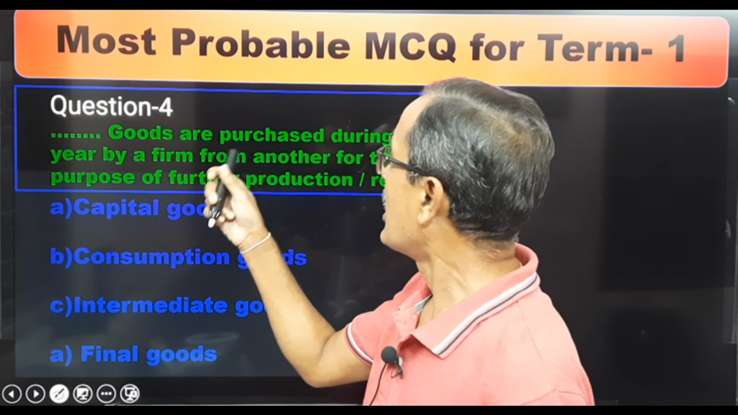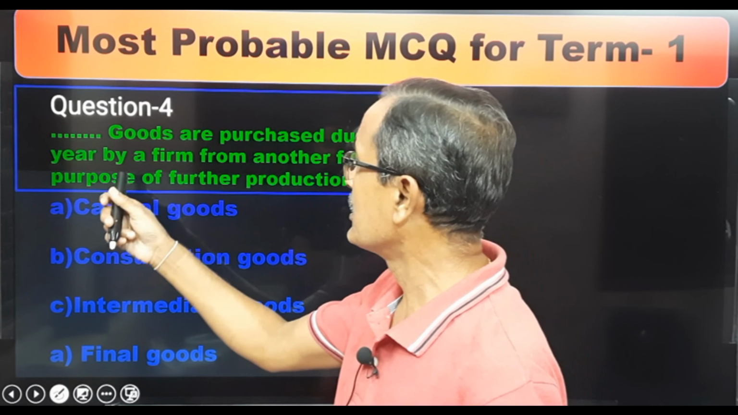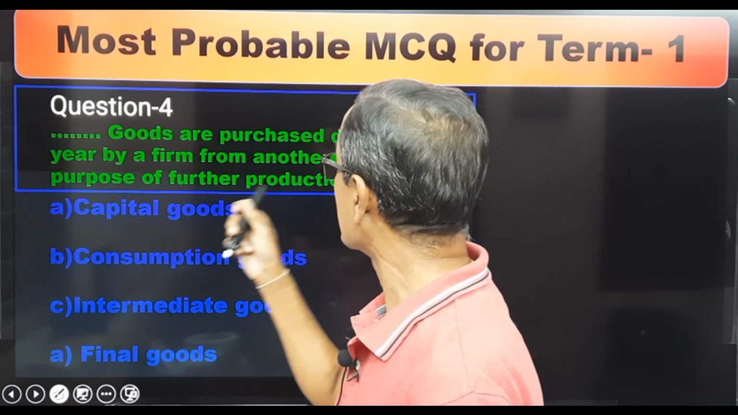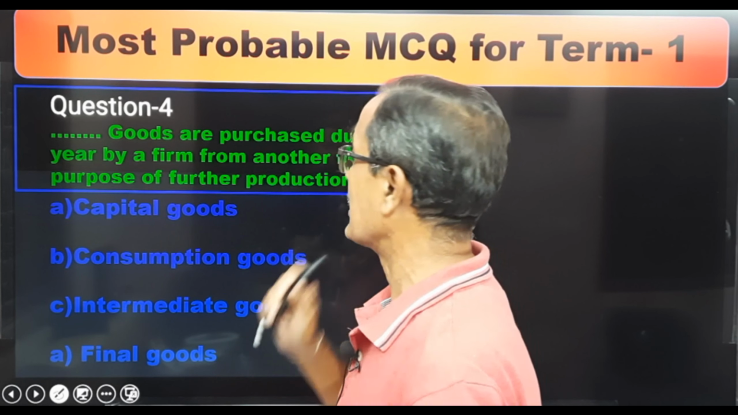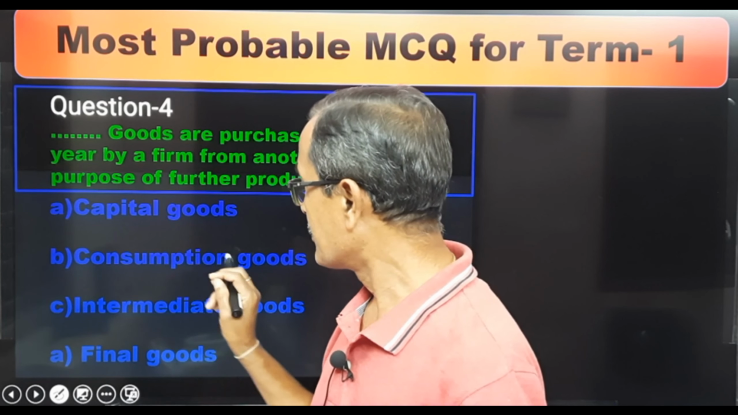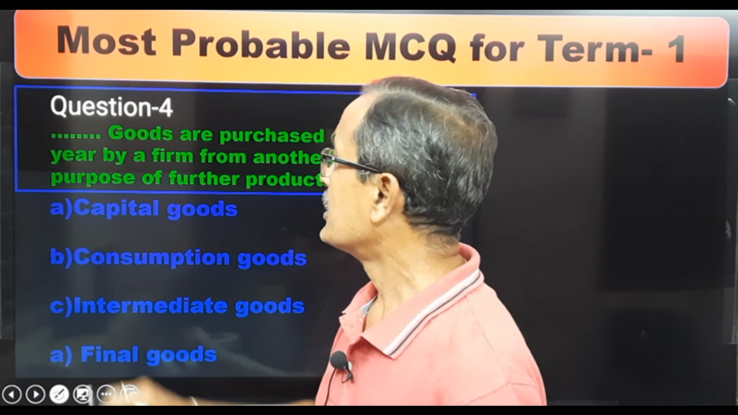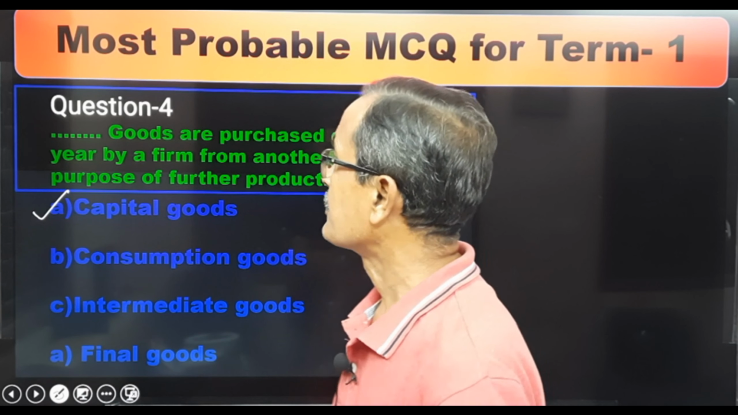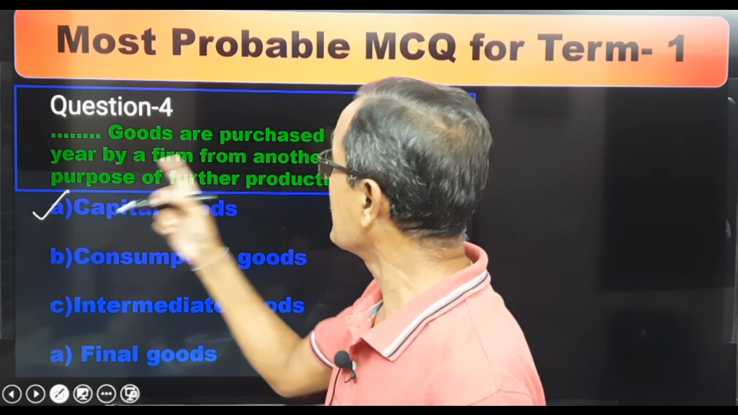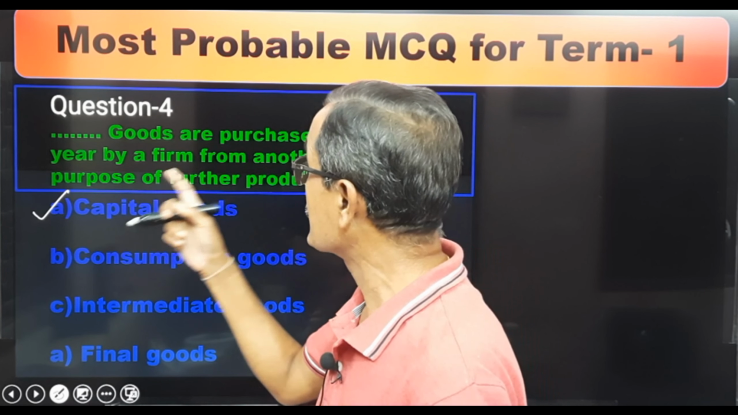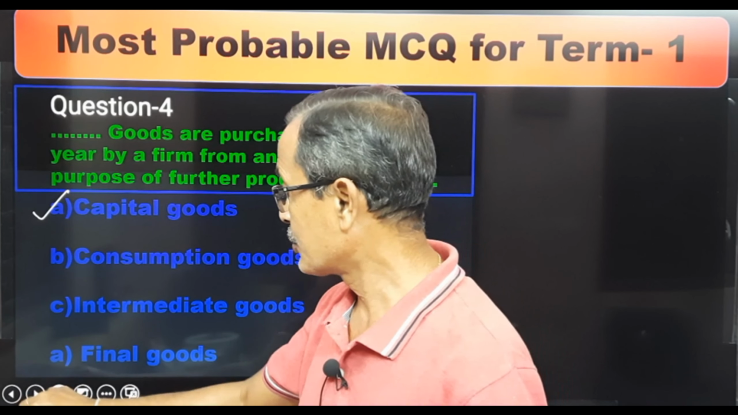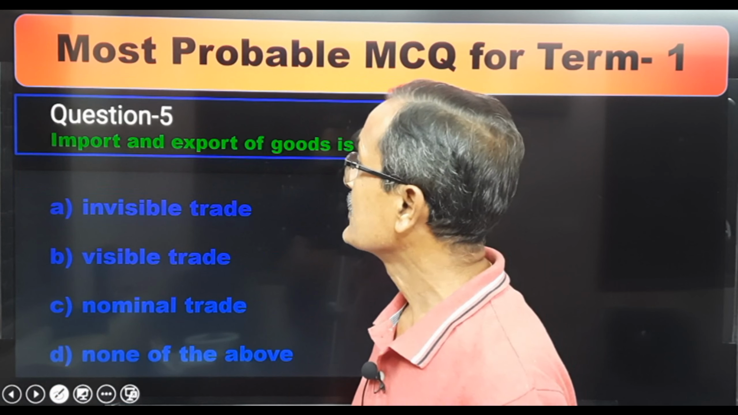Next is question number 4. Dash goods are purchased during the year by a firm from another for the purpose of further production or resale. What type of goods are purchased? Capital goods, consumption goods, or intermediate goods? It will be capital goods. That is, capital goods are purchased during the year by a firm from another for the purpose of further production.